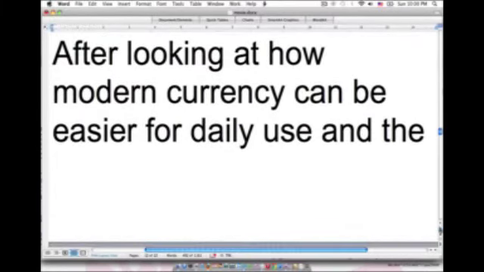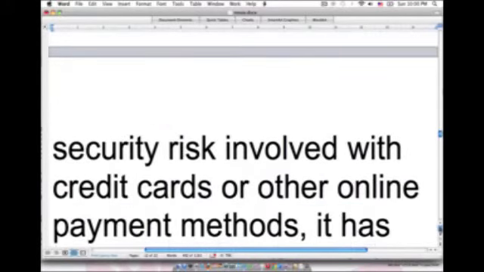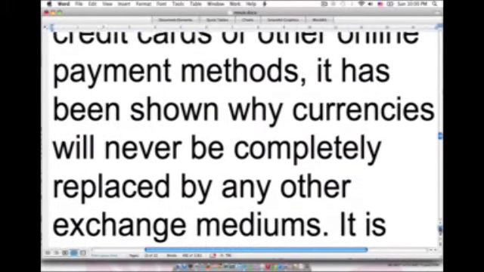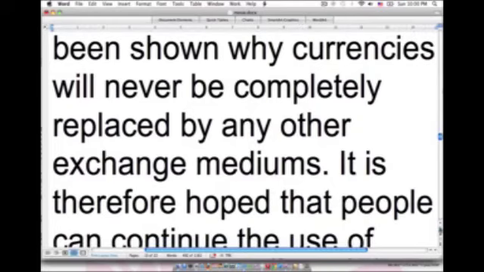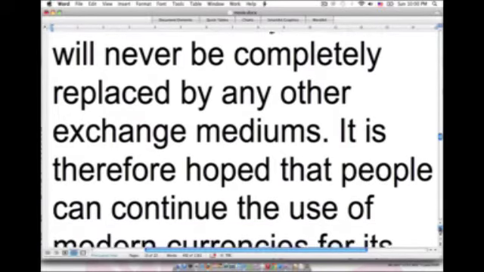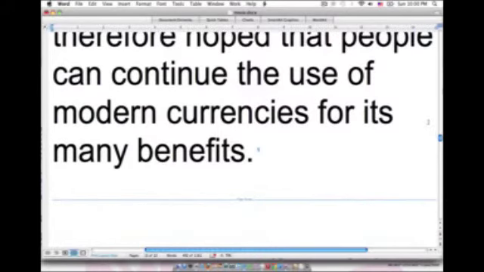After looking at how modern currency can be easier for daily use and the security risk involved with credit cards or other online payment methods, it has been shown why currencies will never be completely replaced by any other exchange mediums. It is therefore hoped that people can continue the use of modern currencies for its many benefits.